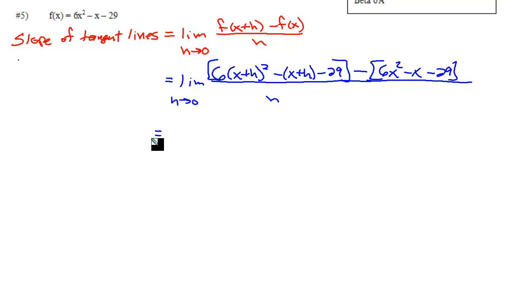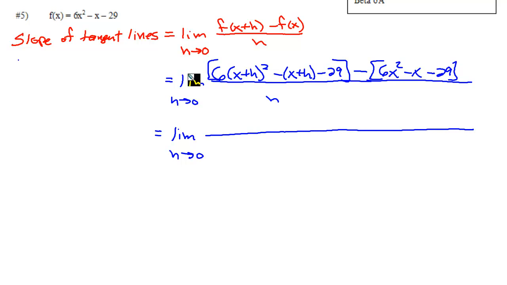Once again, we would love to evaluate the limit right now, but if we do, we're dividing by 0, which is undefined. So we need to simplify in hopes that we can cancel the h out of the bottom. Let's see what happens. x plus h, quantity squared, is x squared. You know what? I don't want to have to do this twice. So let's do a little bit of side work here again.